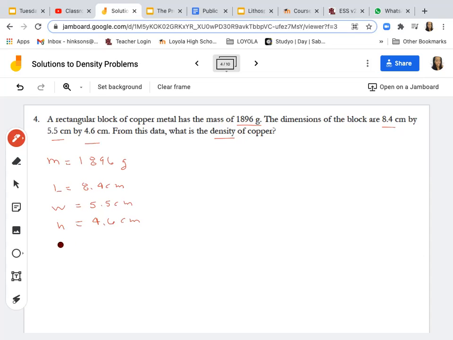What are they asking me to find? Okay, so I need to find my density. So what's the formula for density? Okay, D is equal to M over V. So I have a mass. I don't have my volume. Okay, so how do I find my volume?